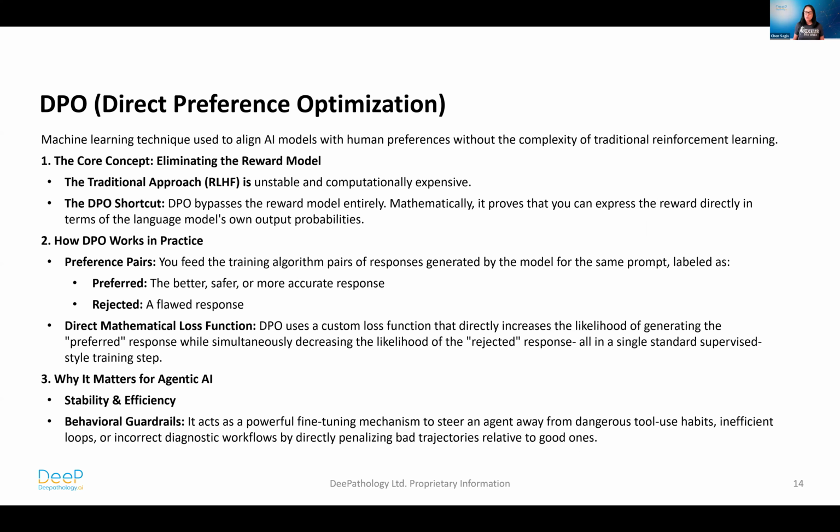So what we want to do is to maybe bypass the reward model, and try to express the reward in terms of the language model's output probabilities. Now, what does it mean? It means that we are providing the training algorithm with pairs of responses generated by the model for the same prompt. So we have some prompt and we have pairs of responses, and there is always the preferred response, the better one, or the rejected one.